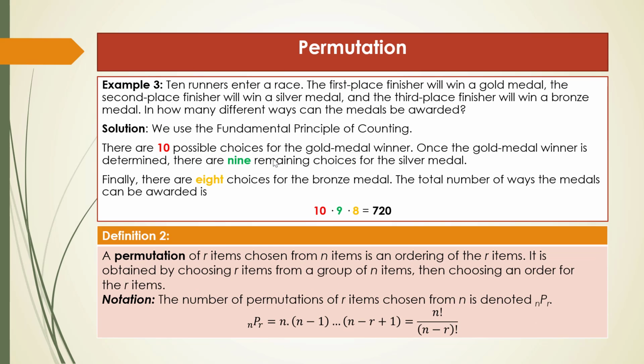So we have the second definition of permutation. A permutation of r items chosen from n items is an ordering of the r items. It is obtained by choosing r items from a group of n items, then choosing an ordering for the r items.